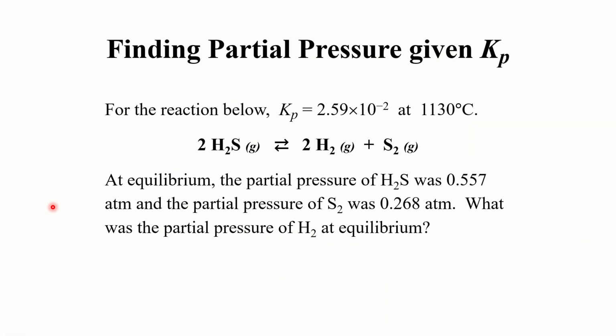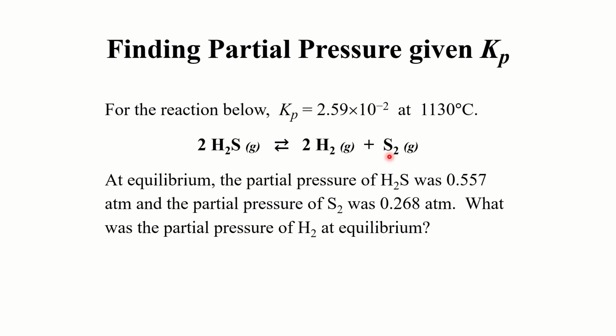All right, now let's have you try this one on your own. Finding partial pressure given Kp. For the reaction below, Kp equals 2.59 times 10 to the negative second, and here's your balanced chemical reaction. At equilibrium, the partial pressure of H2S was 0.557 atmospheres, and the partial pressure of S2 was 0.268 atmospheres. What was the partial pressure of H2 at equilibrium? So in this problem, you need to solve for the pressure of H2 instead. So go ahead, pause the video and see if you can find the correct answer here.